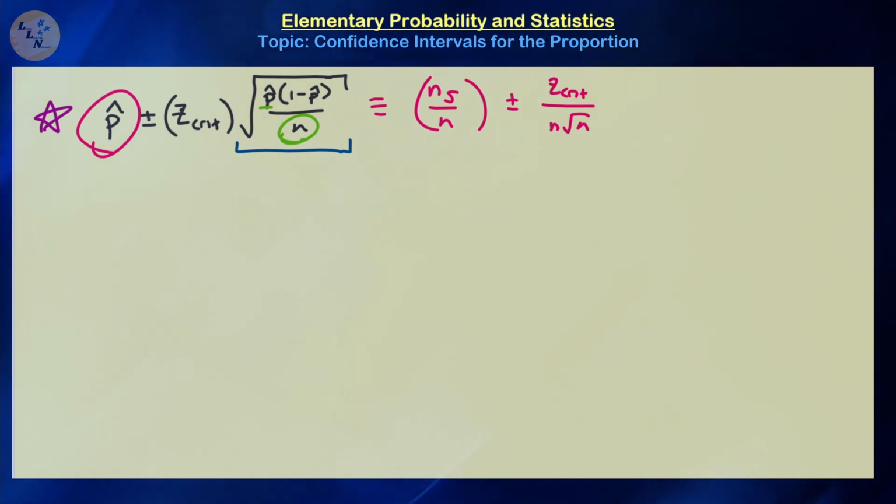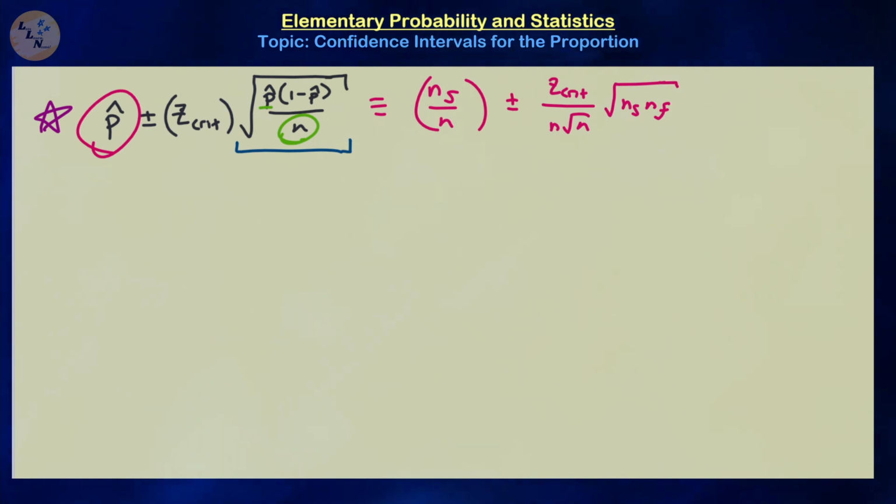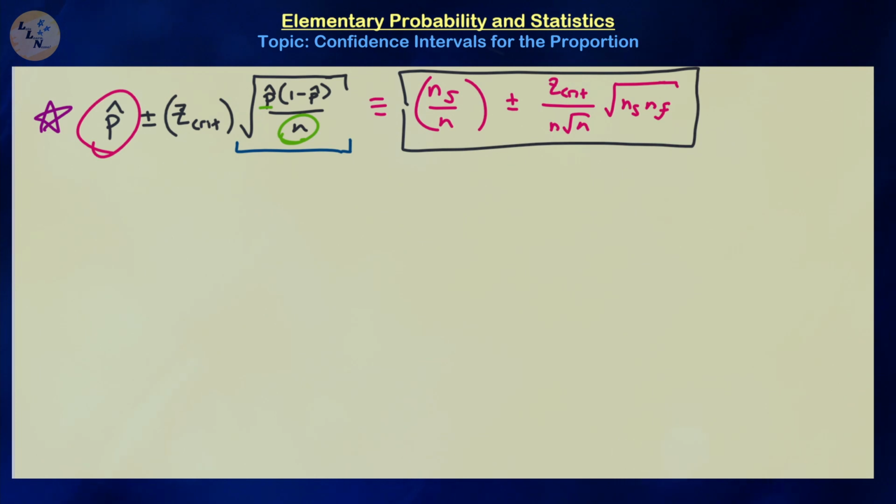When you multiply the two square root of n's, you're going to get an n outside. So that's where that n square root of n term comes from. And then you're going to have the square root of the number of successes times the number of failures there. So you should be able to verify that that is indeed the same exact formula. So these are two equivalent perspectives of the confidence interval.